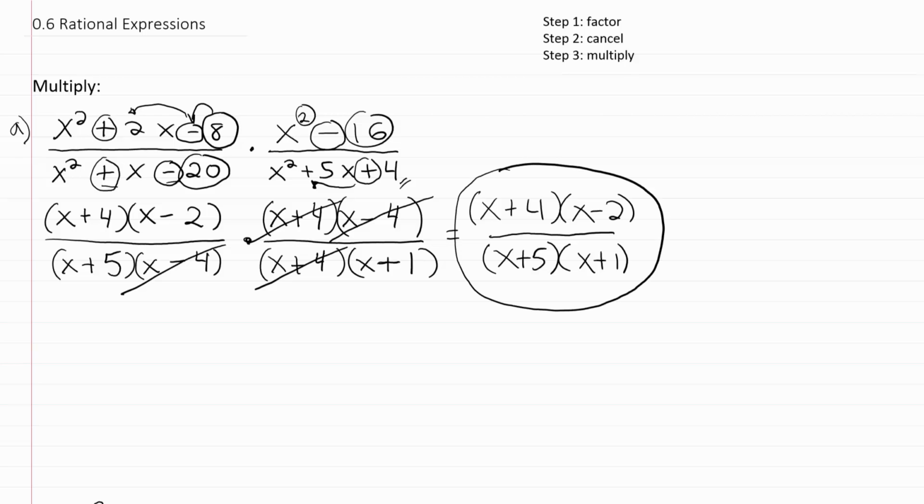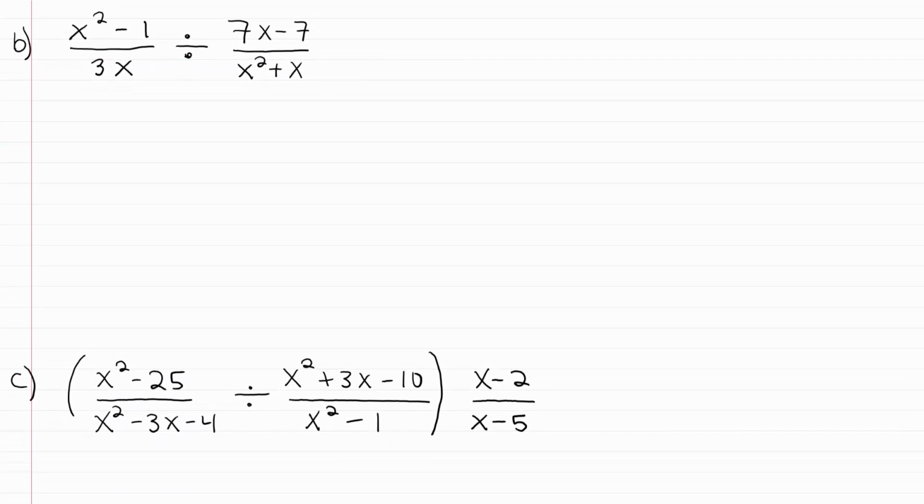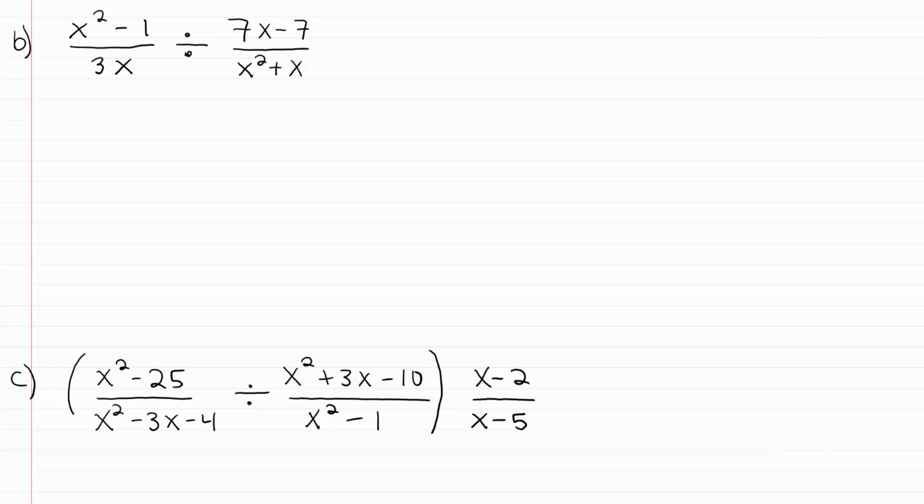All right, let's look at example B then. In example B, we're dealing with division, but that's okay. Division can be turned into multiplication. The way you do that is you recopy the first fraction, or rational expression in this case, and you change division into multiplication. So this becomes multiplication. But when you do that, you must reciprocate the second fraction. So you'll have x squared plus x divided by 7x minus 7.